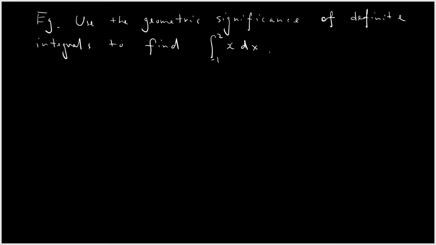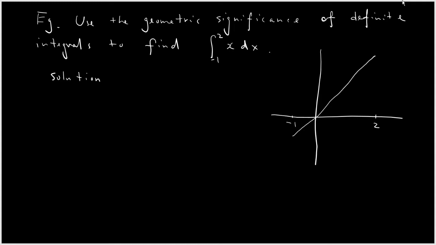We'll use a particular question to illustrate the geometric significance of definite integrals. Now the solution. To do a question like that, we sketch the graph of the function y equals x. The integral is evaluated on the interval from -1 to 2. Now let's say -1 is here, and then 2 is here. The graph of the function y equals x is a straight line, something like this. This line has the equation y equals x.